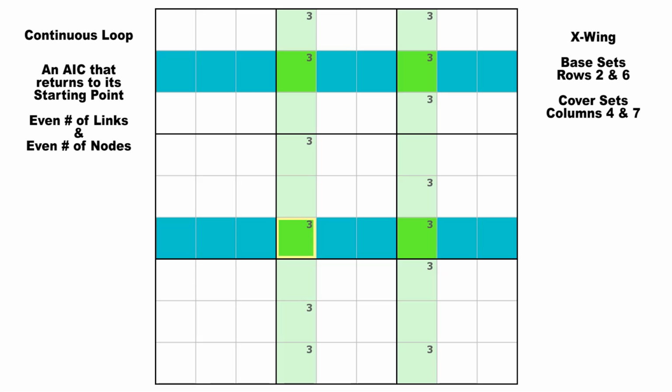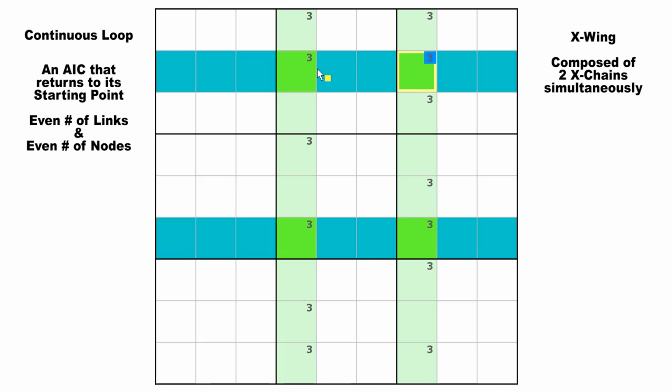But there is an entirely different way to look at this. This X-wing is composed of 2 X chains at the same time. If we start on this 3, there's a strong link to here, and then a weak link to here, and a strong link to there. Okay, so let's draw that chain. We have strong, weak, strong. Okay, so we know that one of those 2 endpoints in column 7 must be true, and so we can eliminate all those other 3s in that column that lie outside the 2 endpoint cells.